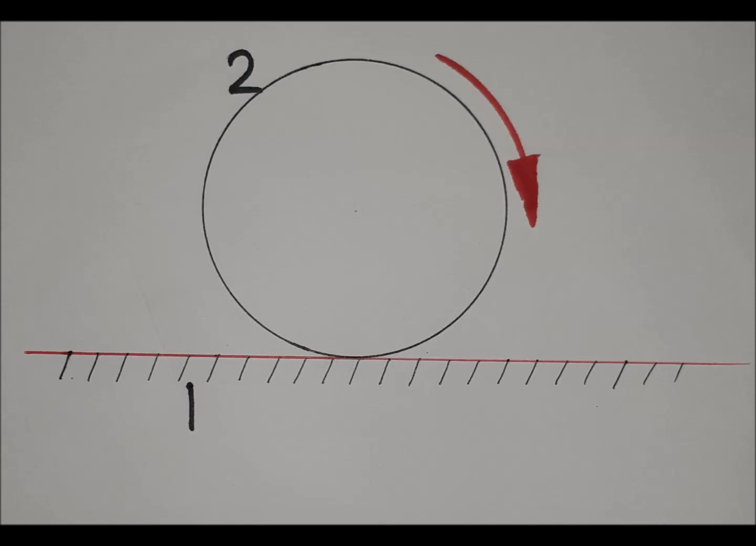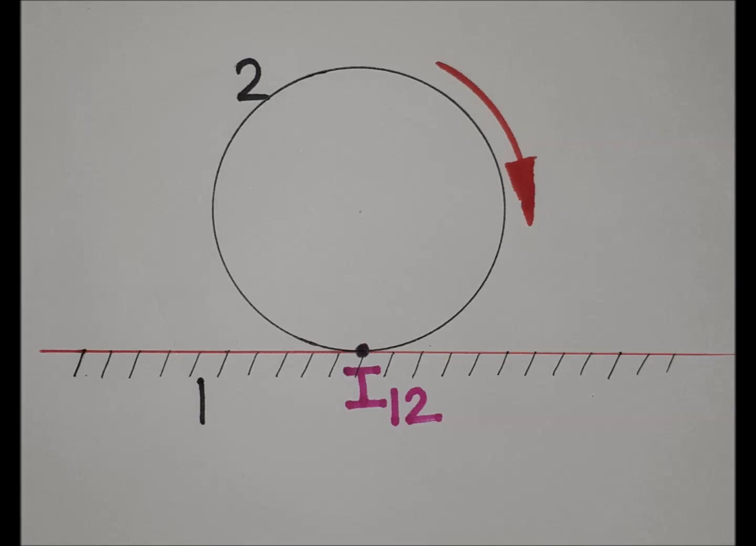There is pure rolling motion between body 1 and body 2. Means sliding motion is not there. Hence, the instantaneous center of rotation, that is ICR I12, will lie at the point of contact. The entire body 2 or link 2 is going to turn about the point of contact.